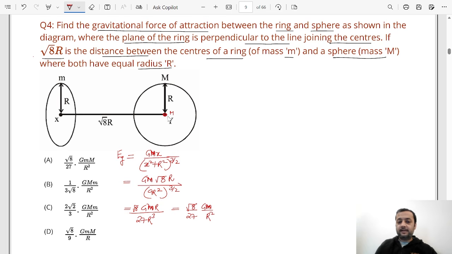So for writing the value of the force, you have to multiply this field with the mass of the sphere, which is capital M. So this will be root 8 upon 27 into GM by r square into capital M. This will be your answer, that means option A. One more thing I would like to tell you is that the force will be attractive, of course, because the field will be towards the x. So the force will also be attractive, towards the x.